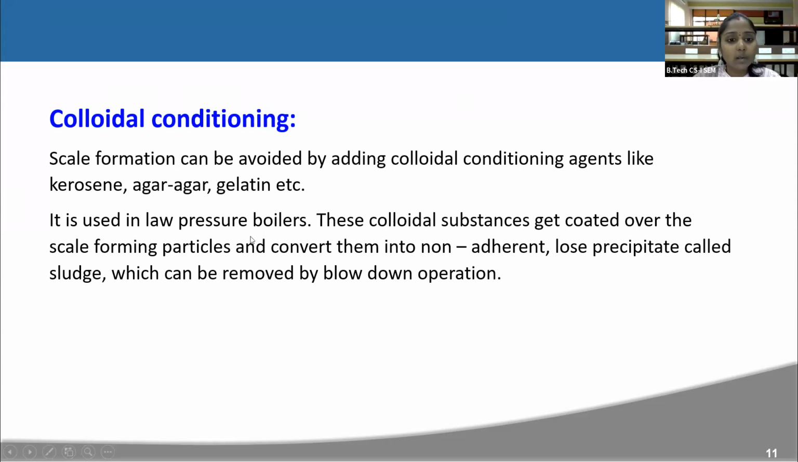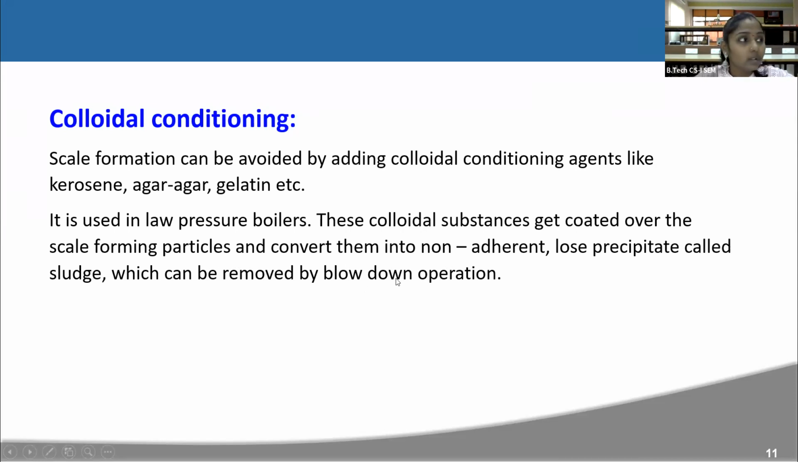Okay. So it is used in low pressure boilers. So phosphate conditioning of boiler feed water is used in high pressure boilers. Colloidal conditioning is used in low pressure boilers. These colloidal substances get coated over the scale forming particles and convert them into non-adherent loose precipitate called sludge, which can be removed by blow down operation.